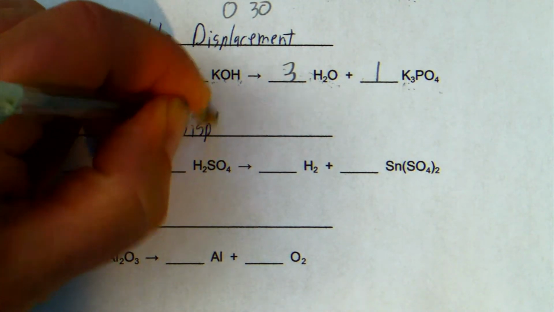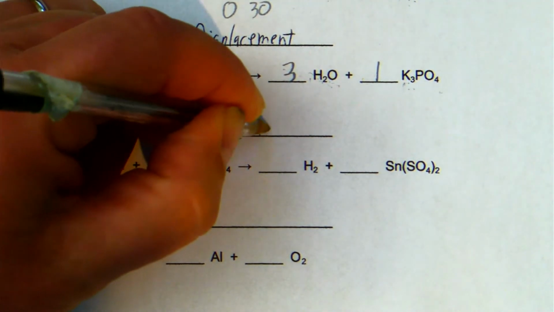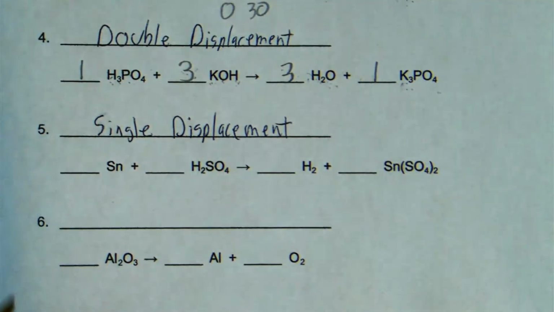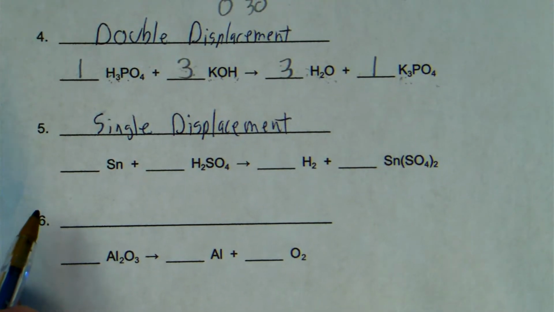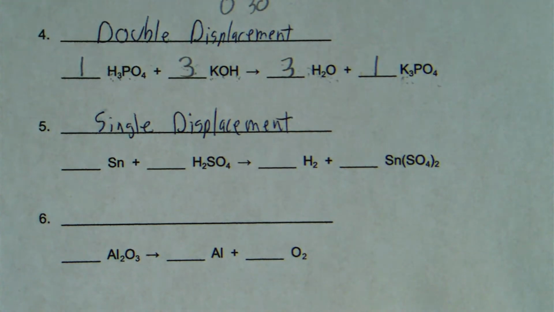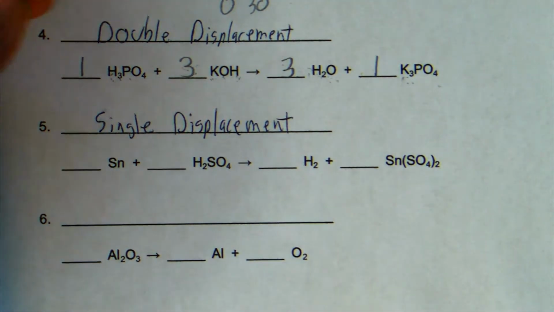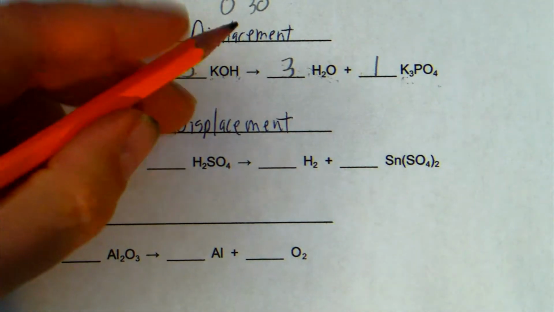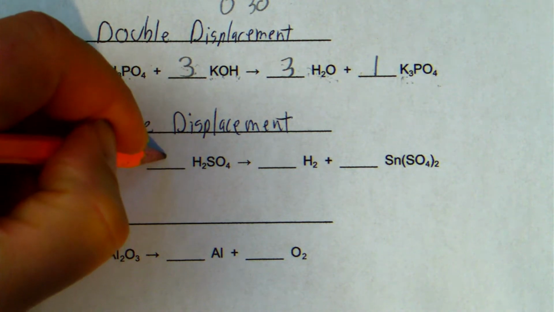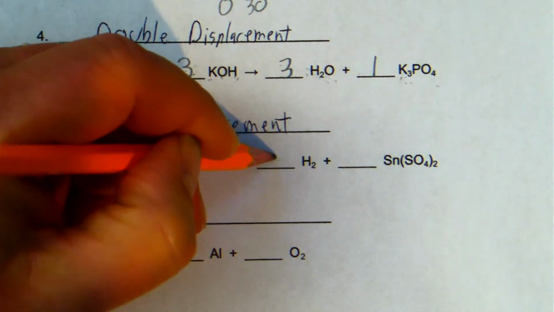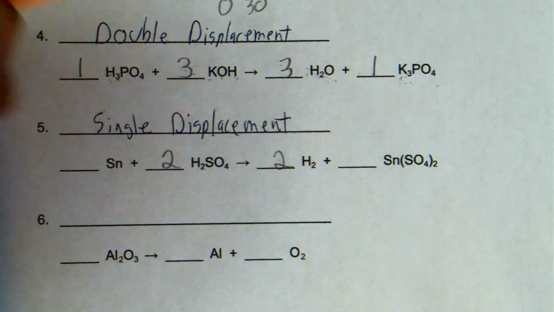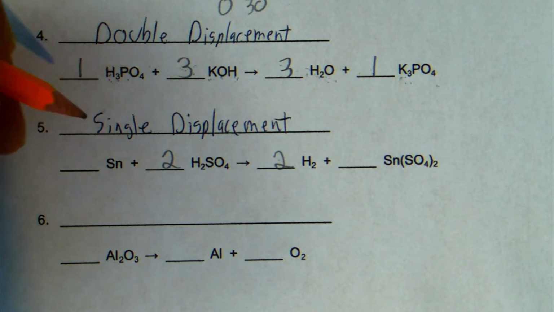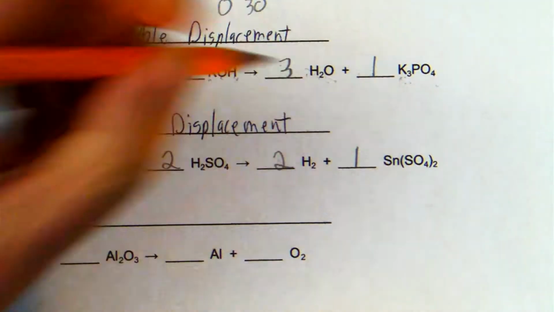Single displacement. Because this one's not attached to anyone. And then to balance this, I see I need at least 2 sulfates here. So that means I need at least 4 hydrogens there. And then try that and see how it goes.